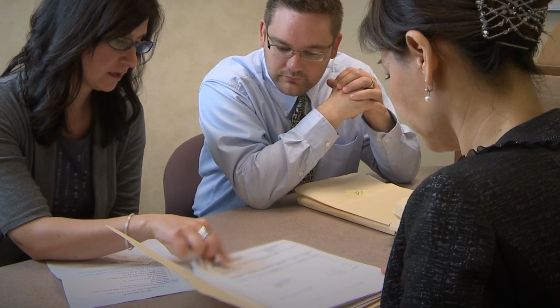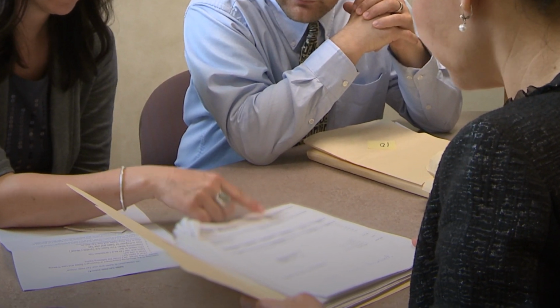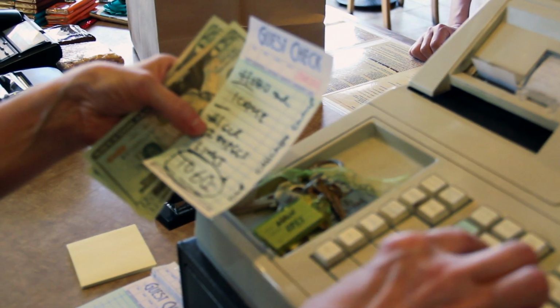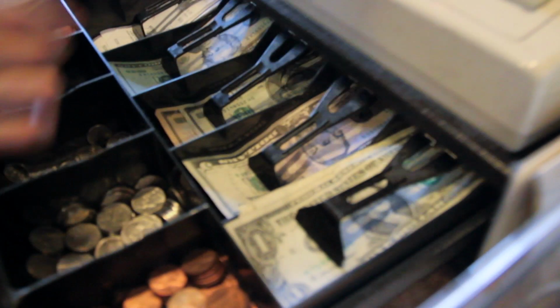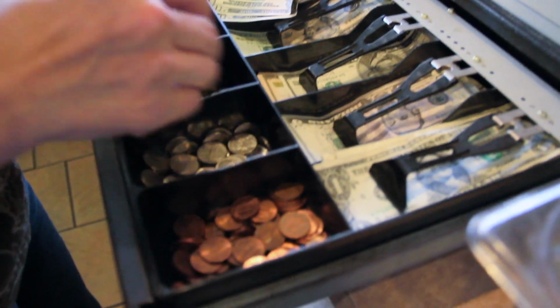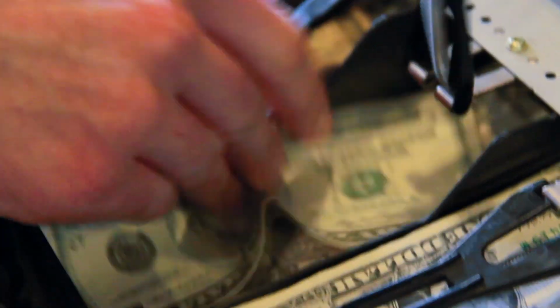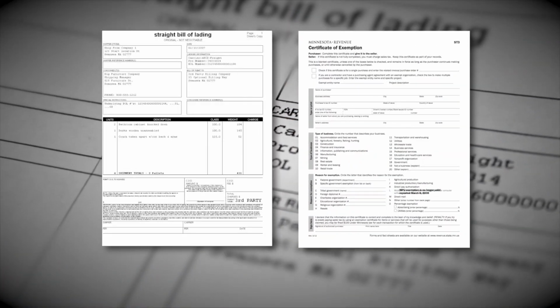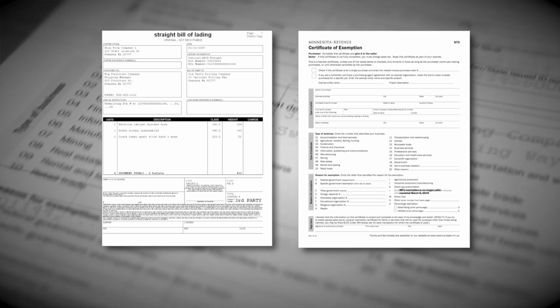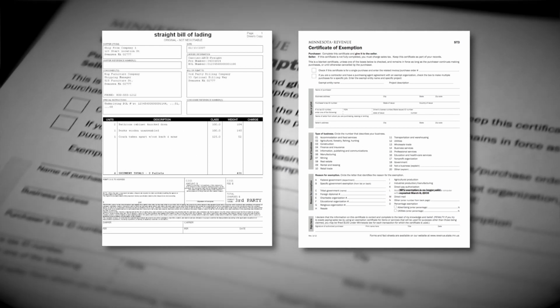We'll verify that you correctly charged, collected, and paid state and local taxes. You must charge sales tax on all taxable items and services unless you can prove they're exempt. If you mistakenly charge tax, you must refund the tax to your customer to get a tax credit. These are two examples of items we might request when you claim a sale is not subject to Minnesota sales tax.